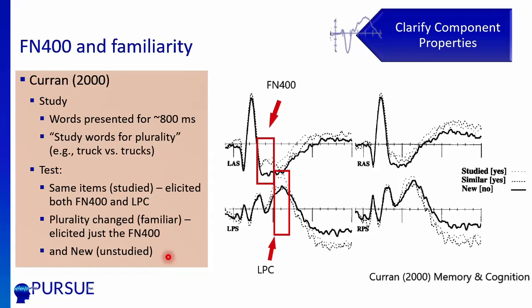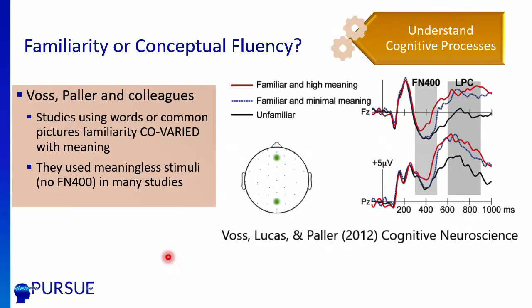So that was identified and examined in a host of studies, and eventually Voss, Paller, and colleagues, across a number of studies, pointed out that all of these studies that had looked at the FN400 had basically used words or pictures wherein familiarity co-varied with meaning. They all had meaning. And so they tested meaningless stimuli and found that the FN400 was eliminated. On the basis of this, they argued that the FN400 didn't reflect familiarity at all, but instead reflected conceptual fluency, that is, meaning that could be conveyed by the stimuli that were being viewed.